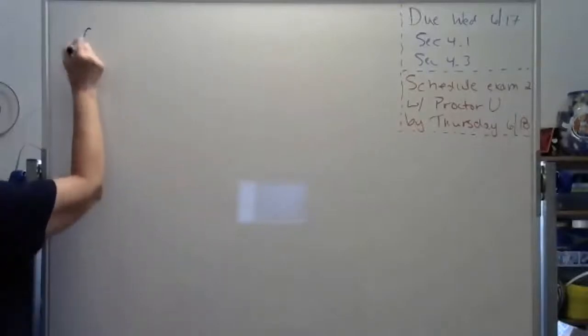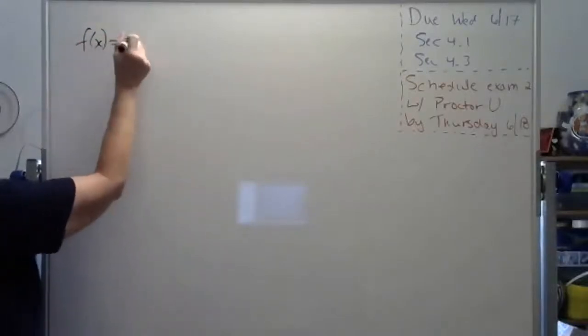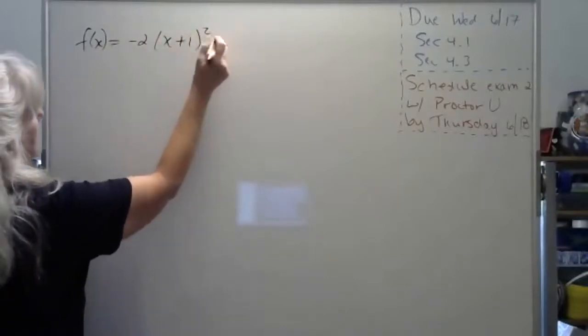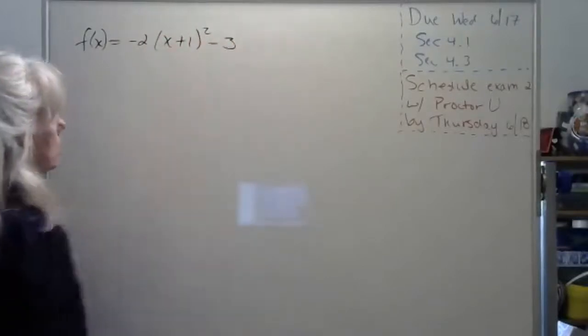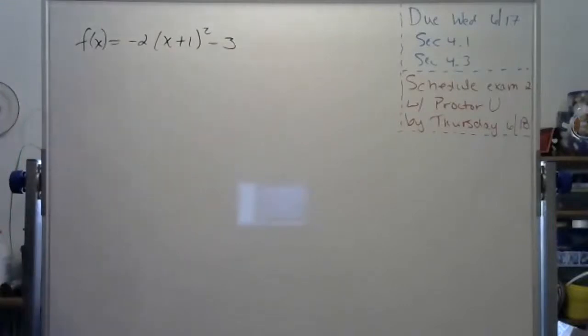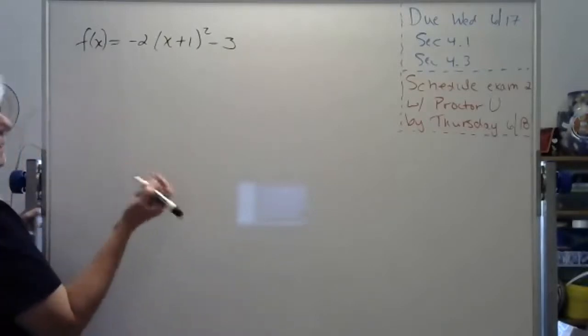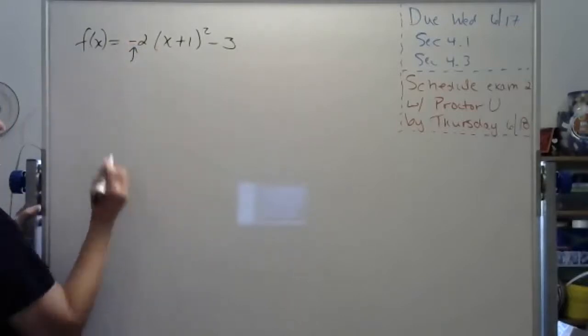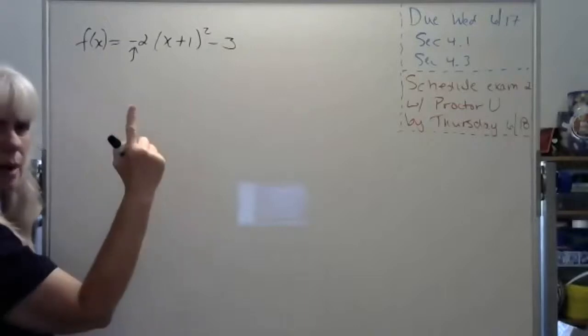So let's graph f(x) = -2(x + 1)² - 3. This is a good review because transformations are on the exam this week. So, okay, let's take them a little step at a time. We've got a negative out in front, and it's a negative 2. So does that tell me it opens up or does it open down?